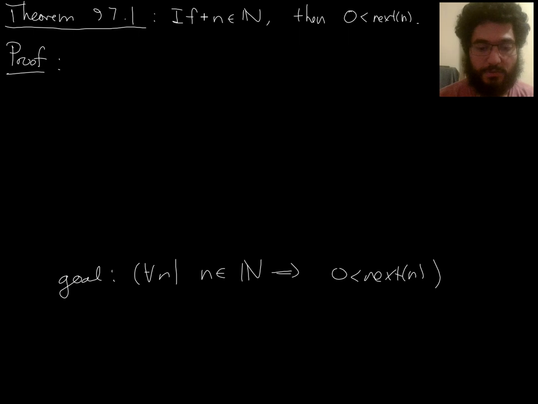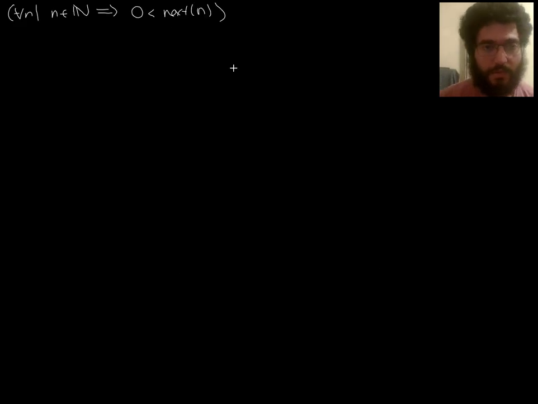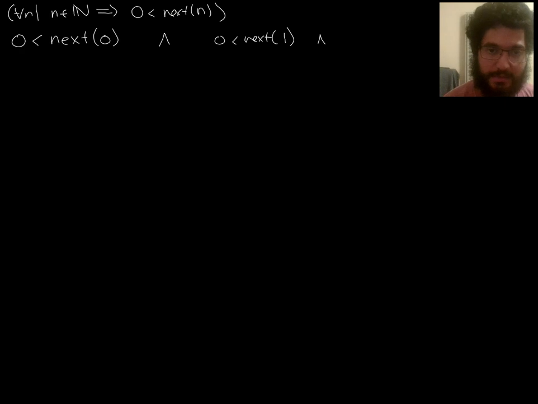So let's start with a blank slate and then just think about proving 0 is less than next of various natural numbers here. So this is our ultimate goal, right? For all natural numbers n, 0 is less than next n. But allow me to write something horrible, just for the sake of explaining something. In some sense, what we want to prove is 0 less than next 0, and 0 less than next 1, and 0 less than next 2, and here comes the horrible part, dot dot dot.